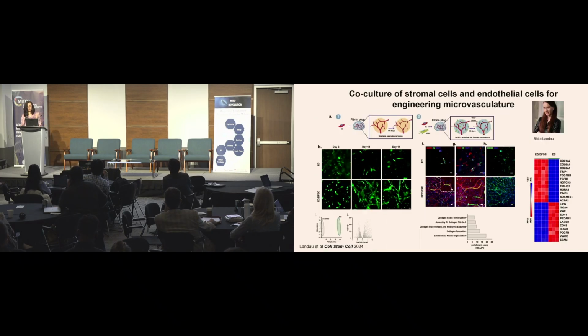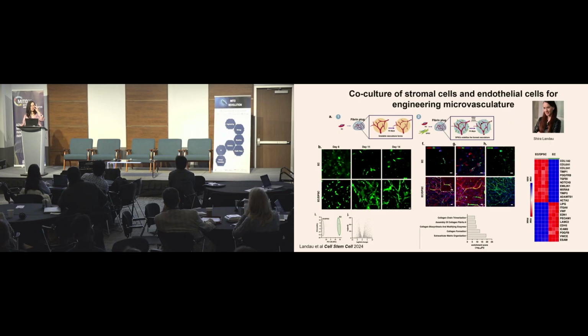So I'll just tell you one story on tissue vascularization that was pioneered by Shira Landau when she was in my lab. She's now a professor at Technion. So let's say I want to make a vasculature. I definitely need endothelial cells. But if I try to just use endothelial cells, they cannot self-assemble and make stable vasculature by themselves. So I have to add something else.